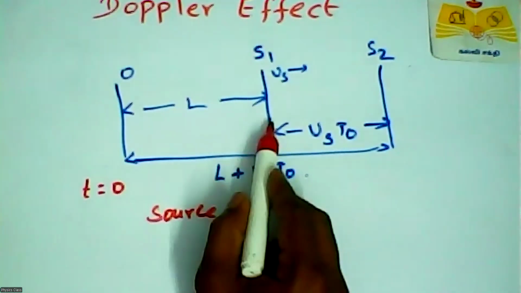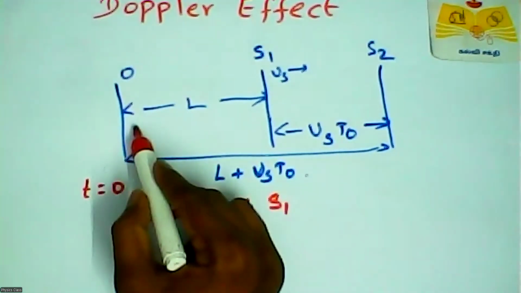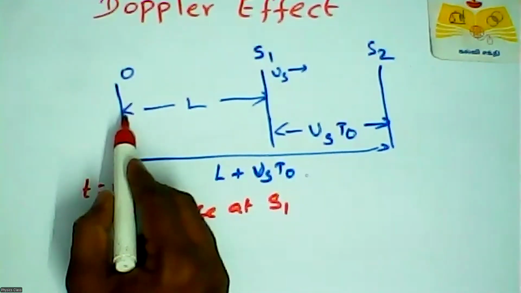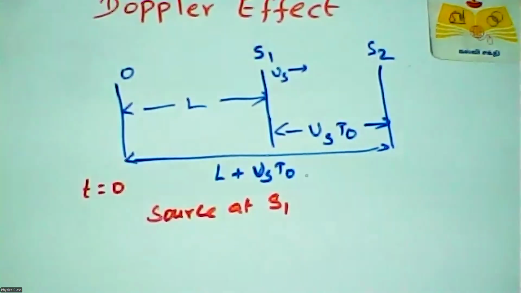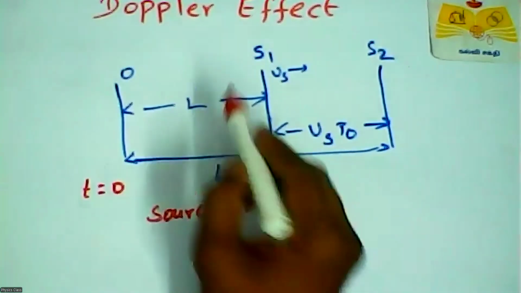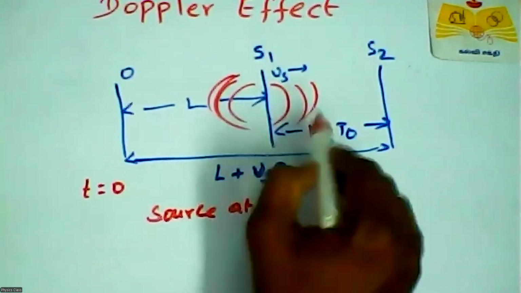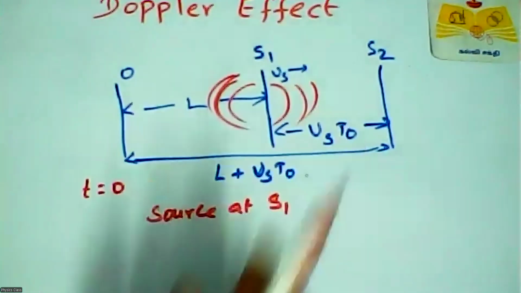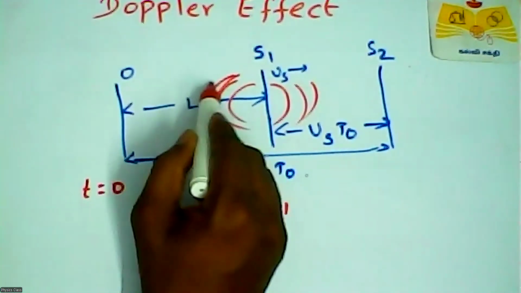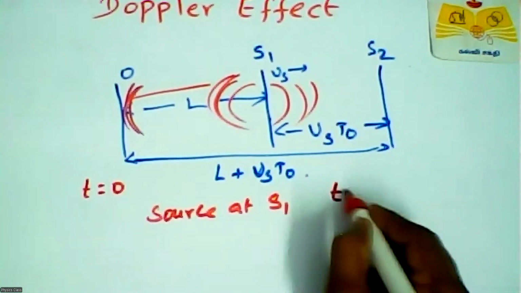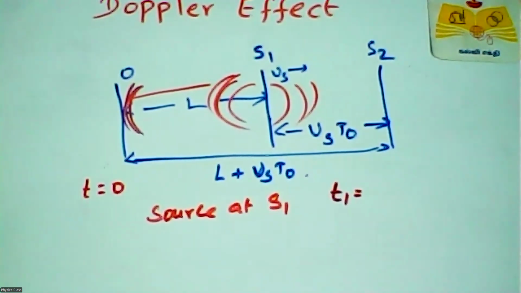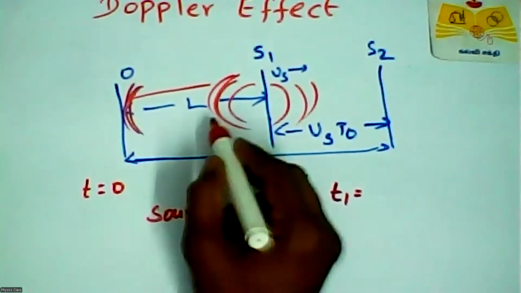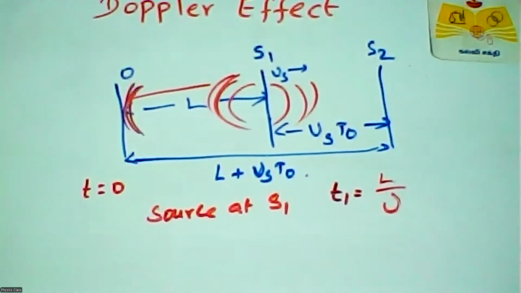So the source is at distance L from the observer. Who is listening here? He is listening to that siren sound. This source emits sound, so it emits a crest. This crest reaches the observer at time t1. So t1, already I told you, time is nothing but distance by velocity. So the distance here is L, by velocity Vs. So L by Vs means distance by velocity.